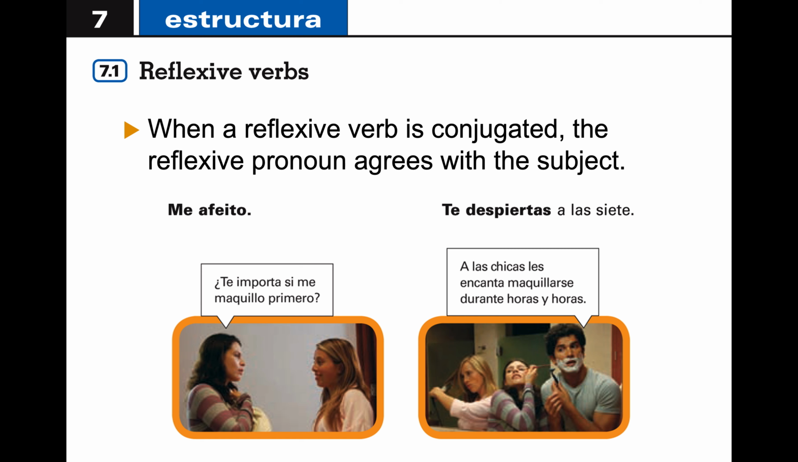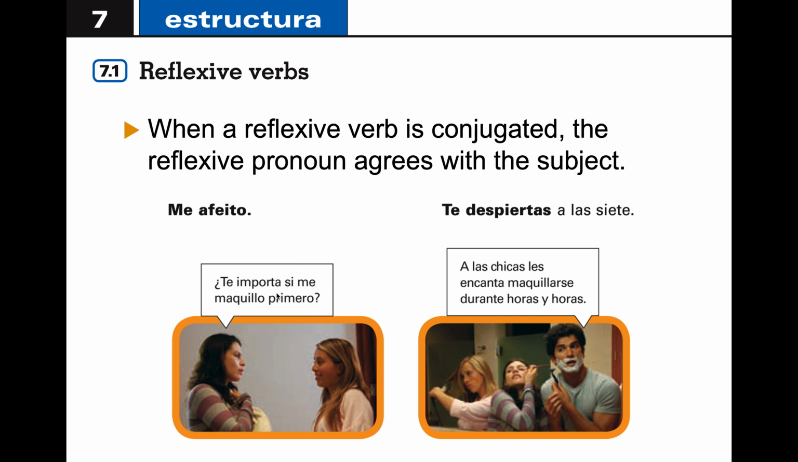¿Te importa si me maquillo primero? And then we have the answer given. And then we have the plural group here, where we have a las chicas les encanta maquillarse durante horas y horas. Notice the se at the end because the se is the same for the plural. Notice there, I have the reflexive infinitive because I have the verb encanta before. So I have a conjugated verb before, so I have to use the infinitive verb after, and the reflexive pronoun would go at the end.